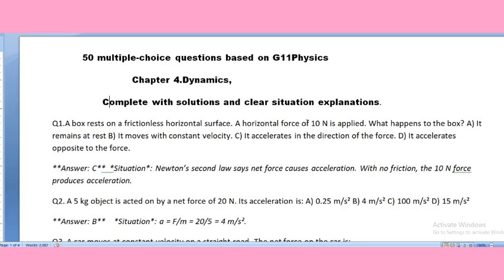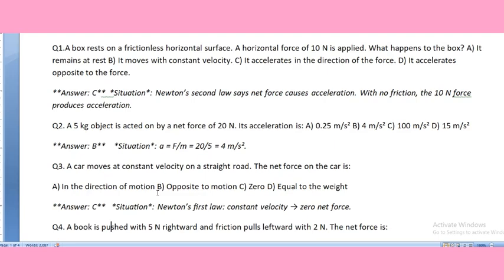According to Newton's laws of motion, the applied force is 10 Newton on the given box. So the correct answer is C. Newton's second law says a net force causes acceleration, with no friction. So the 10 Newton force produces the acceleration. The next one, question number 2.